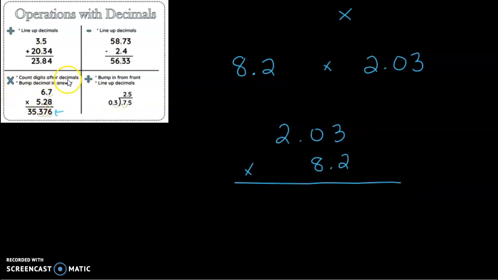All right, so it says count the digits after the decimal. So how many numbers do I have behind my decimal? Well, I have 1, 2, 3. So at the end, I'm going to end up moving my decimal 3 places because I have 3 numbers behind the decimals. All right, so this is multi-digit. So when you're actually doing the multiplication, ignore the decimal. We're going to move it later. So we need to multiply this 2 to everything. So 2 times 3 is 6. 2 times 0 is 0. And 2 times 2 is 4.